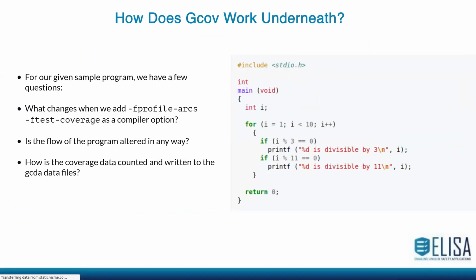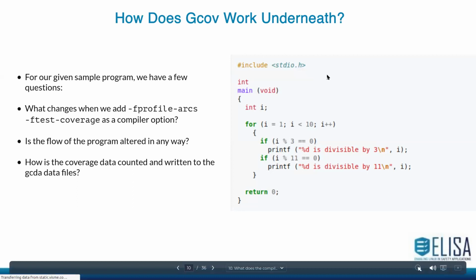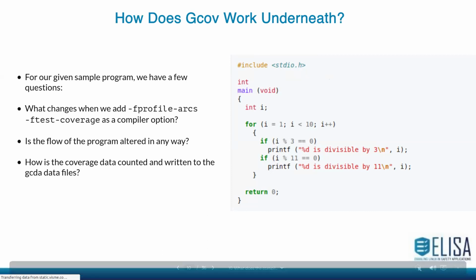So basically, to solve the problem of code coverage not working for glibc, we first need to understand how it works underneath. From the sample program that we executed, we have a few questions. First of all, what exactly changes when we add -fprofile-arcs and -ftest-coverage as compiler options? So is the flow of the program altered in any way? Is something else called by the compiler? And how exactly is the coverage data counted and written to the gcda files?